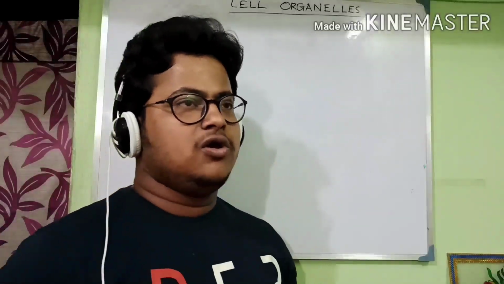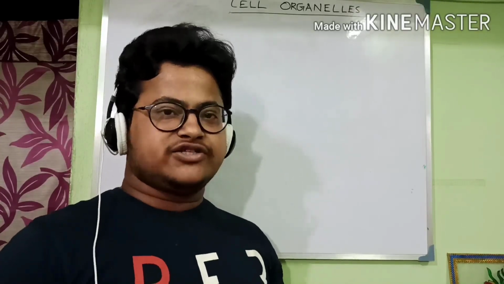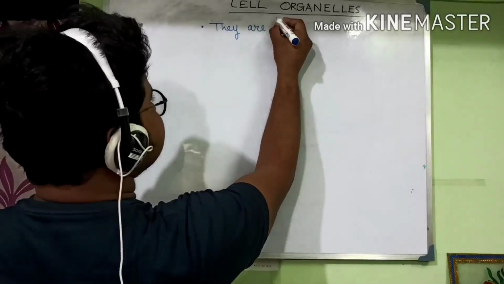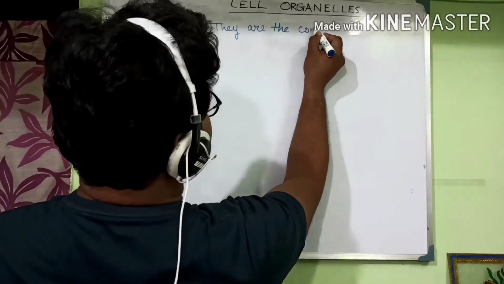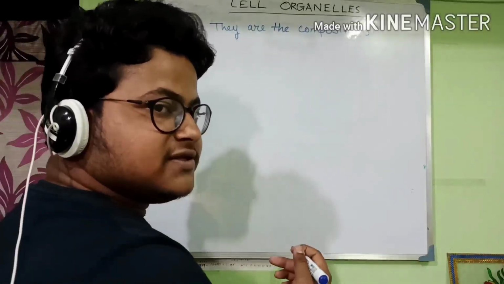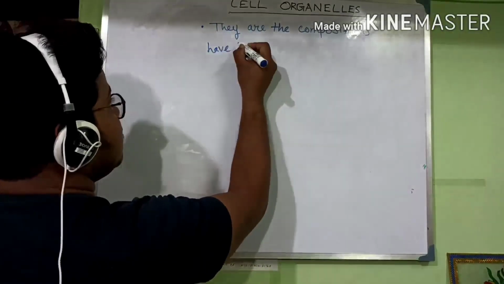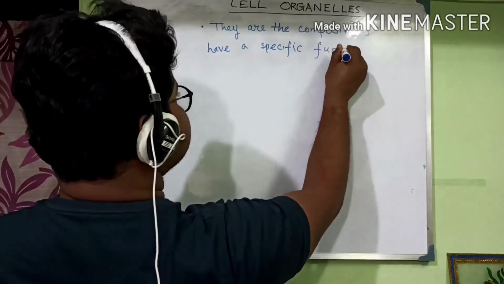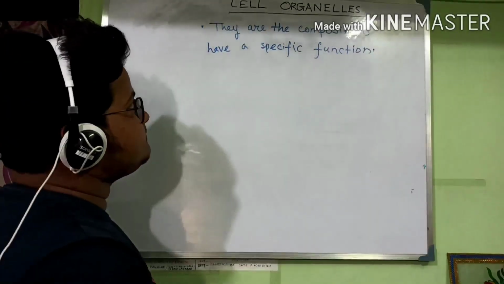In the previous video we discussed the overview of the cell structure, but in this video we will talk about the cell organelles. So what are the cell organelles? Cell organelles are the components of the cell, and each has a specific function.